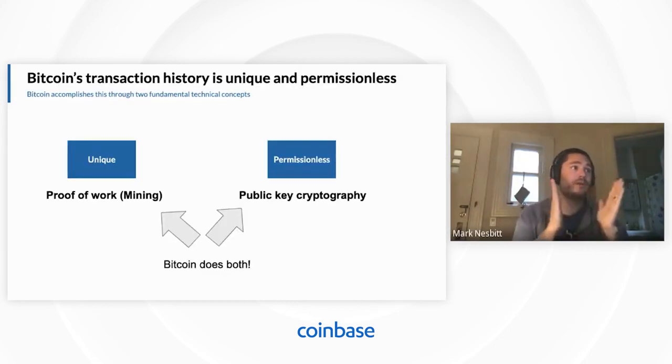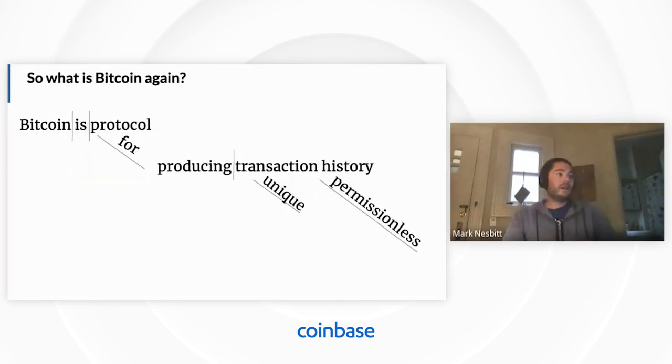So these are the two characteristics that I think make Bitcoin transformative. It's unique and permissionless. So to recap, Bitcoin is a protocol for producing a unique and permissionless transaction history. There are many other aspects to Bitcoin. Like I mentioned before, this isn't meant to be the end-all be-all definition of Bitcoin or the only way to look at it, but merely a lens through which you can view it.